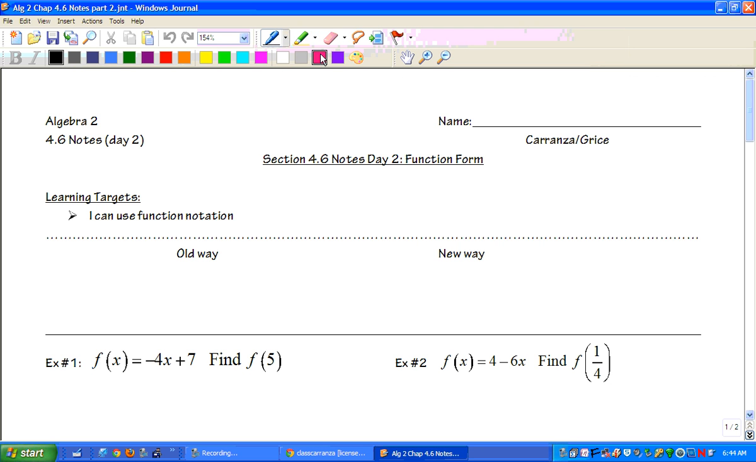Today we are talking about function form. Our learning target today is that you can use function notation. So, what exactly is function notation?